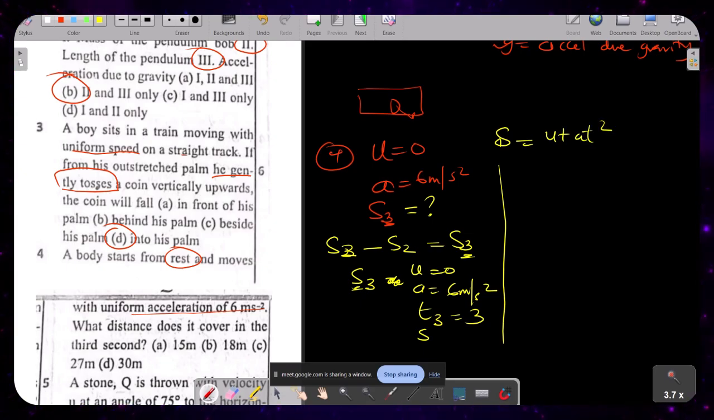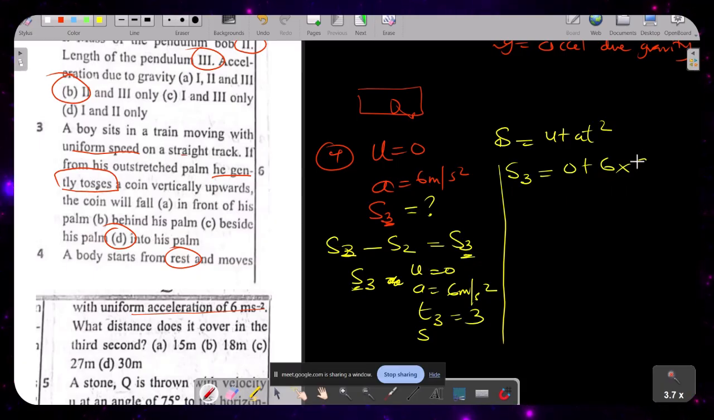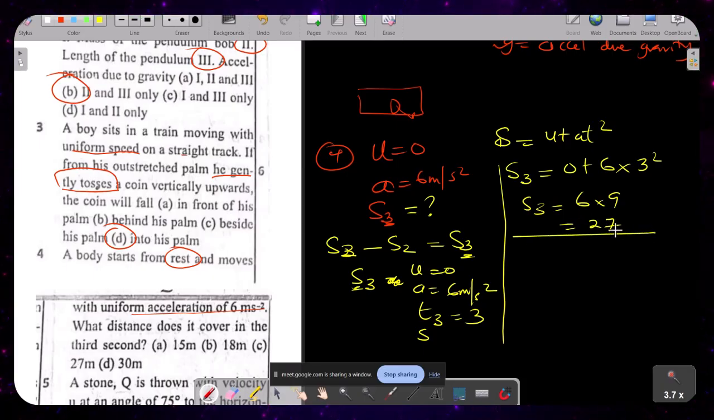So when we apply this formula, since we are talking about the third second, we say S3 is going to be what? u is going to be 0 because I already mentioned it's 0, plus what is our a? a is 6 times, and what is t? t is our 3 seconds, which is 3 squared. So we have S3 equals 6 times 9, which gives me 27. That is 27. Then after that, remember they said I should get the distance at the third second. So I need to get the distance at the second second.